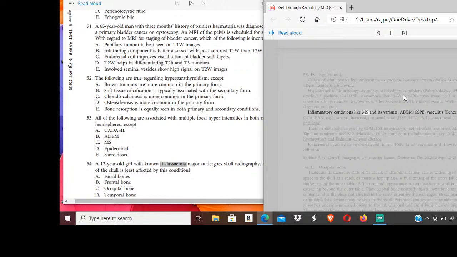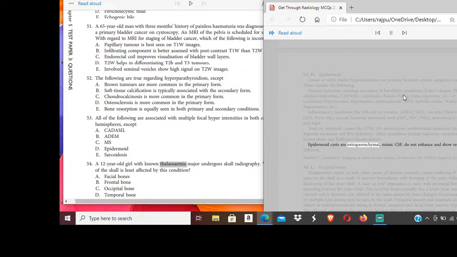Inflammatory conditions like MS and its variants, ADEM, SSPE, vasculitis, Behçet's disease, GCA, PAN, etc., sarcoid, bacterial, protozoal, viral, HSV, HIV, PML, spirochetal, Lyme disease, and fungal. Toxic or metabolic causes like CPM, co-intoxication, methotrexate treatment, Marchiafava-Bignami syndrome, and B12 deficiency. Other conditions include radiation, contusion, histiocytosis, and Erdheim-Chester disease.